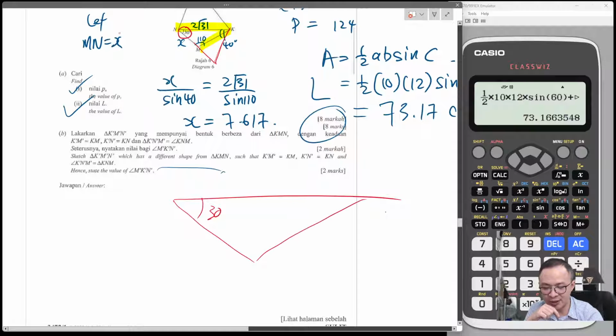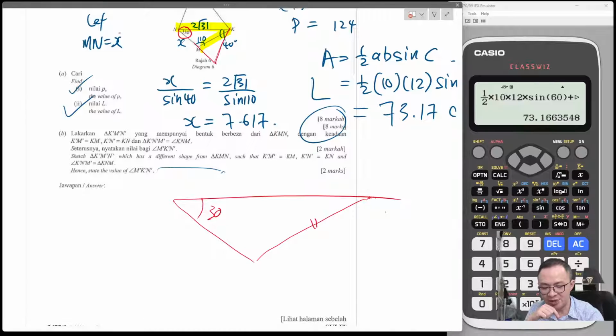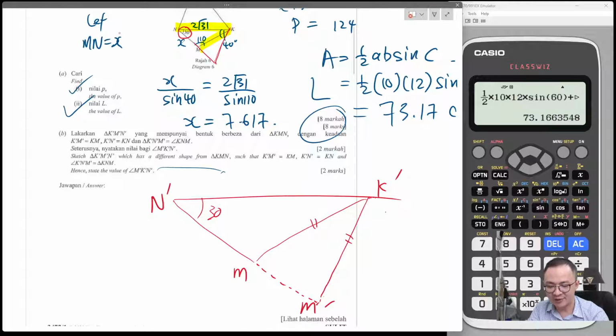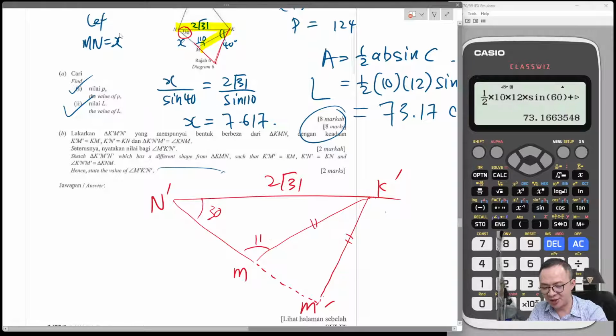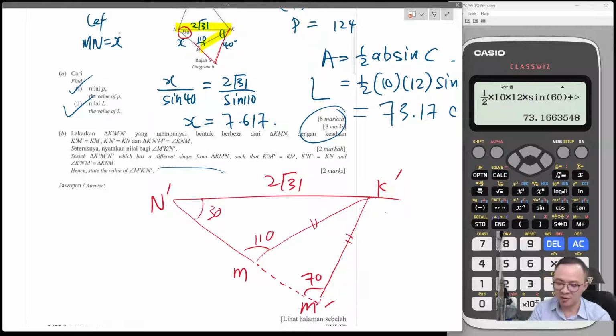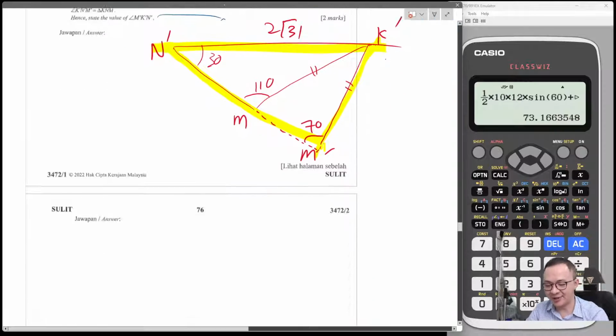Okay, so this is the original one. But I want to ensure they have the same length. So I move like this, and then I extend this line. Okay, this is my new K, new N. My original M moves to the new M here. Do you see? I fulfill the condition. This length doesn't change, but this angle changes from 110 to 70 degrees. So then I got the new triangle. This one will be my new triangle. I hope you understand how to do this one.